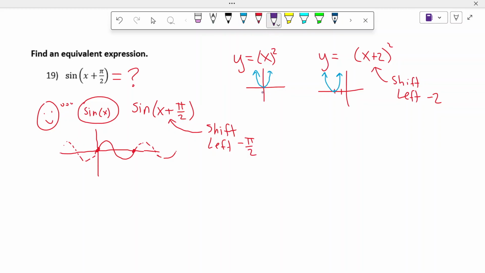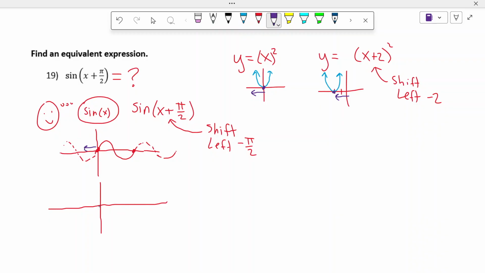Remember, for the parabola, the original one starts here at the origin, so when we shift it to the left 2, that main point gets moved to a new spot, to the left 2. So let's do that here. Let me draw a new, shifted sine below this one, just to get the idea. This point here at the origin is actually going to shift over pi over 2.